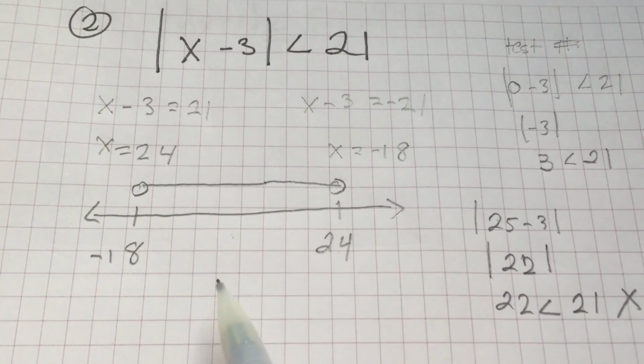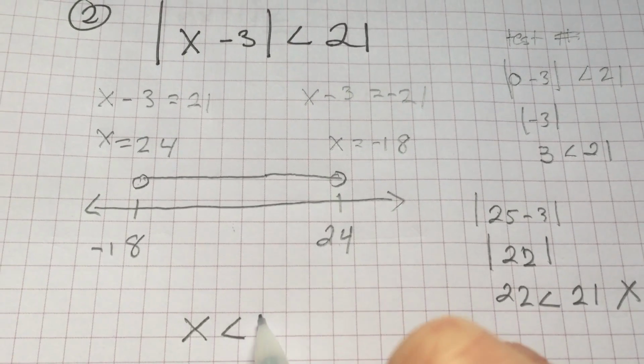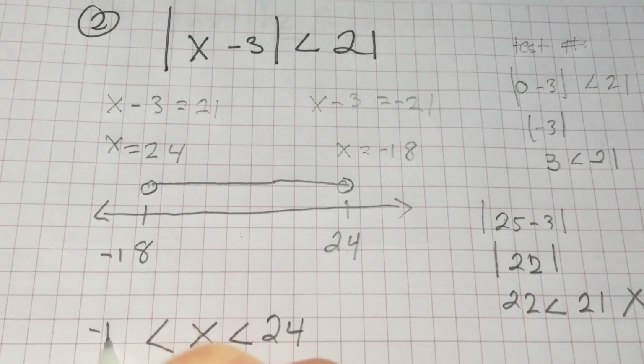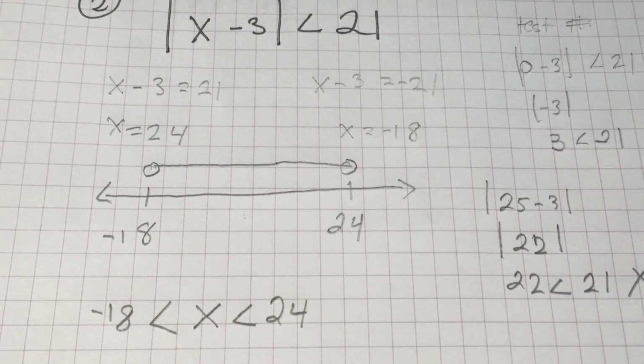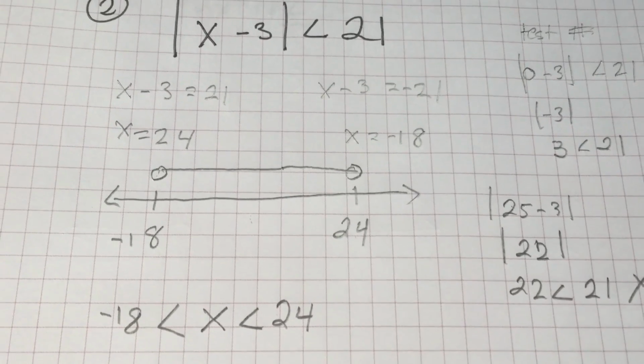So how do I include all those numbers in between? Well, I know my number has to be smaller than 24, but it has to be larger than negative 18. So you're just writing a quick little inequality. So negative 18 is less than x, which is less than 24. Okay?